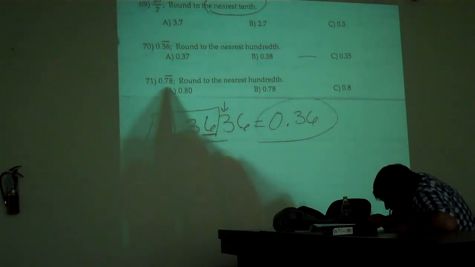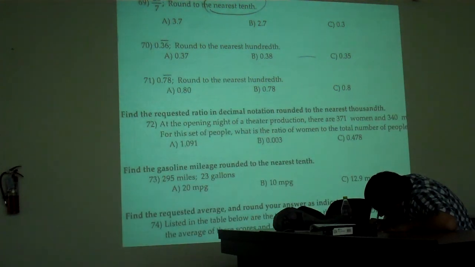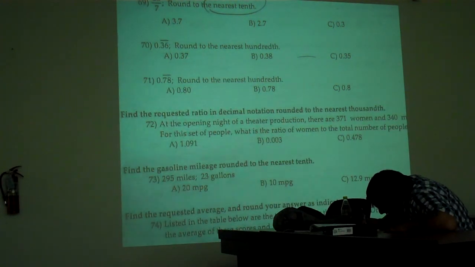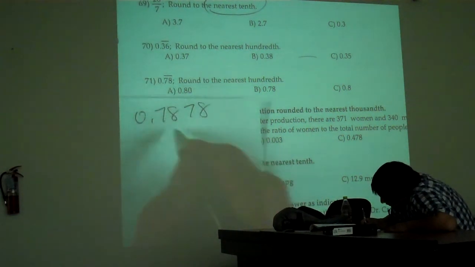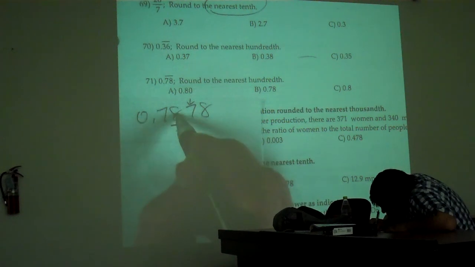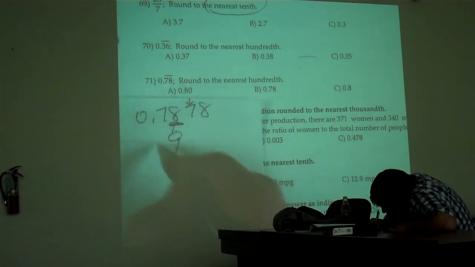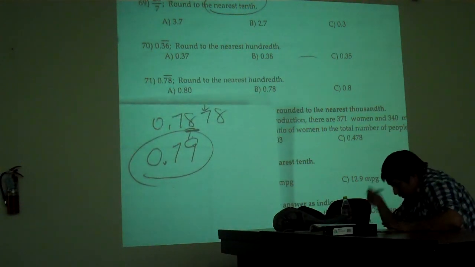This one you'll write 7878 so you can round to the hundredth. That one will go up, won't it? Yeah. 0.7878. Hundredth is right there, so looking at the 7, you add 1 to this place. 79. Right, 0.79.